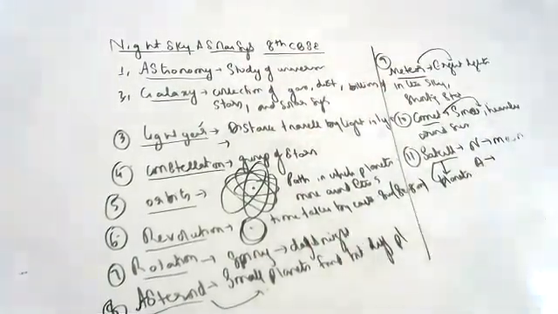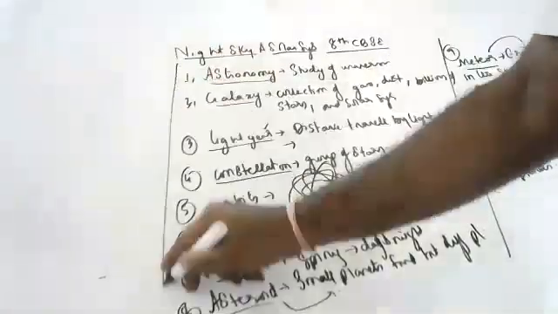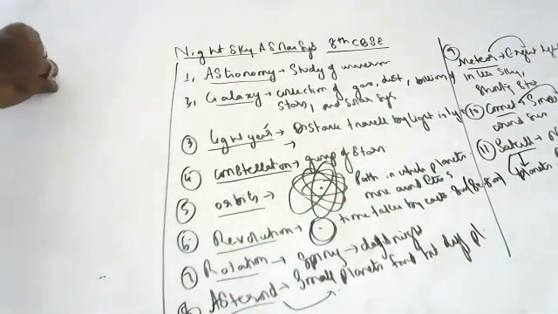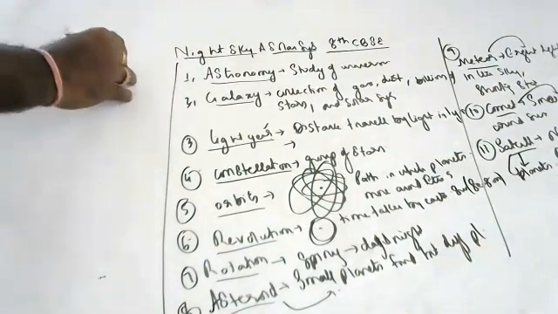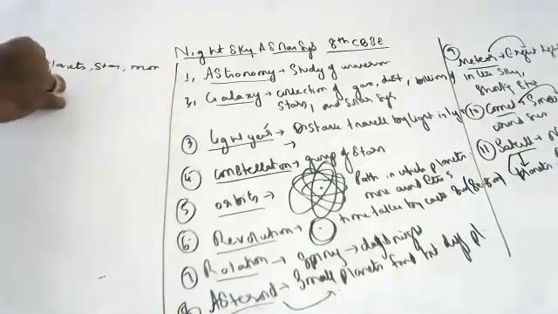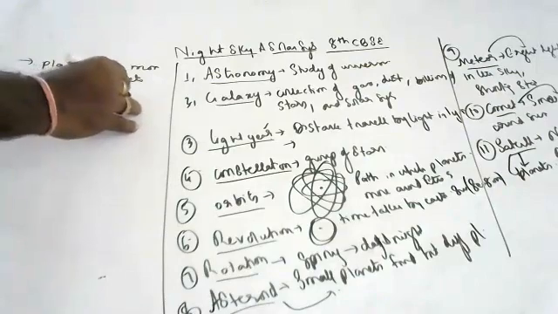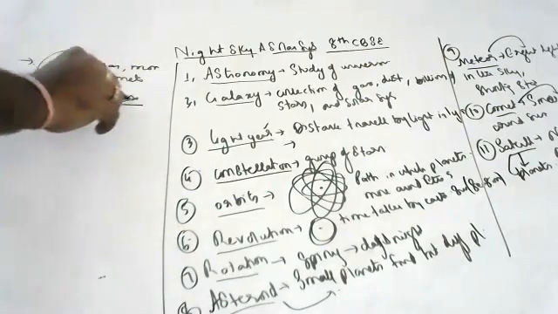These are some of the important terms associated with the night sky and solar system. Apart from this, some more important points are there. Before the discussion starts, remember, children, all planets, stars, moons, asteroids, meteors, comets, all this together will make up the universe. All planetary objects will make up the universe.